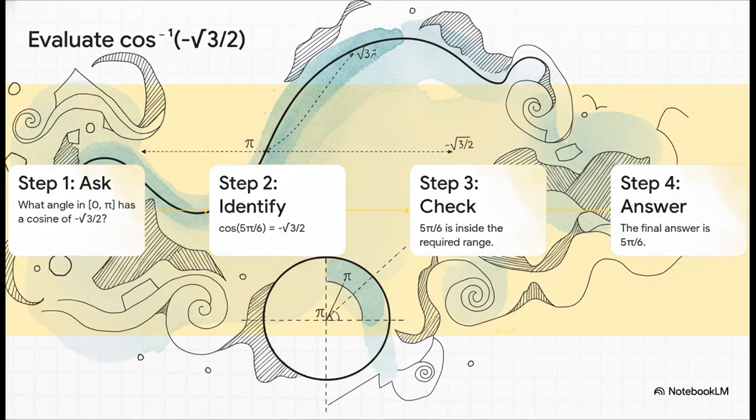This time with cosine. What's the inverse cosine of negative root 3 over 2? Remember, cosine plays by different rules. We need an angle in its range, between 0 and pi. The angle that works there is 5 pi over 6. It's in the correct range, so we're good to go.